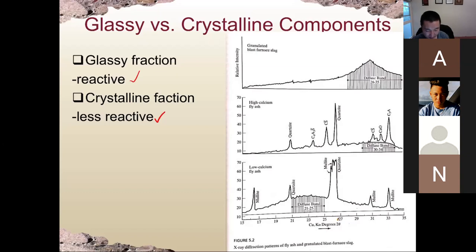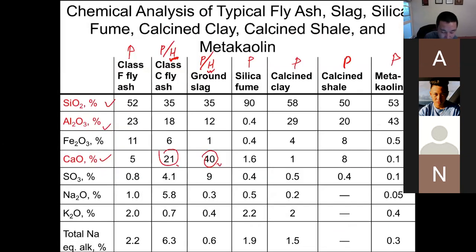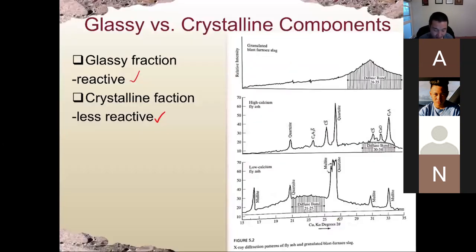Here shows the chemical composition of the materials. It tells us the percentage of silica. For example, class F fly ash, in this sample, we have 52% of silica oxide. But that does not mean all these 52% of silica oxide is reactive. Depending on how much of this 52% is reactive or glassy, or how much of these are crystalline or less reactive, the actual reactivity of these materials could be very different.